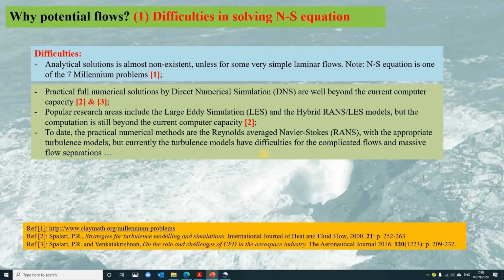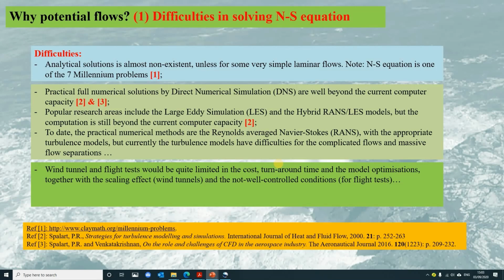To date, the most useful numerical technology is the Reynolds-averaged Navier-Stokes equation, RANS, with appropriate turbulence models. However, we are having difficulties in turbulence modeling for complicated flows, for instance flows with massive separations.